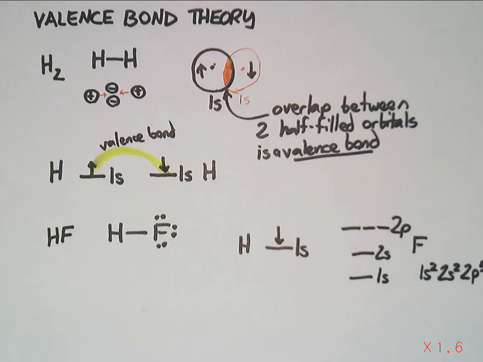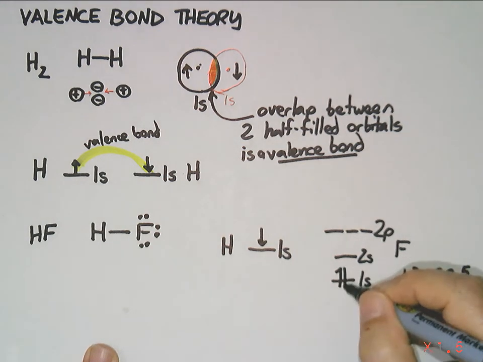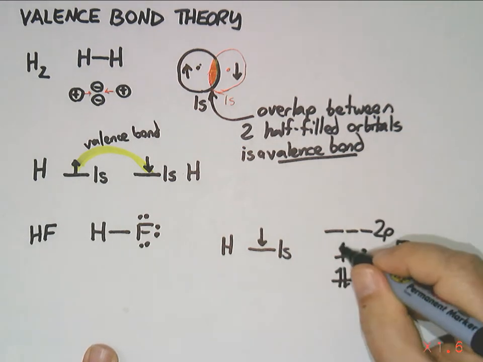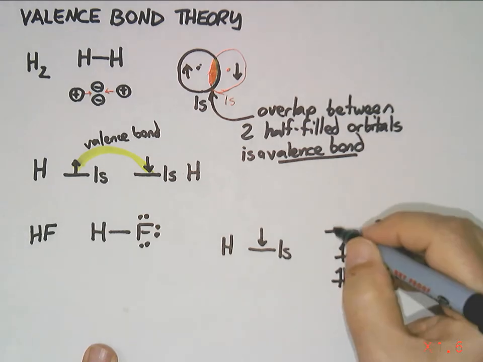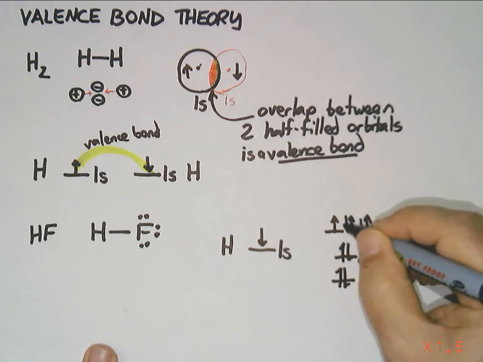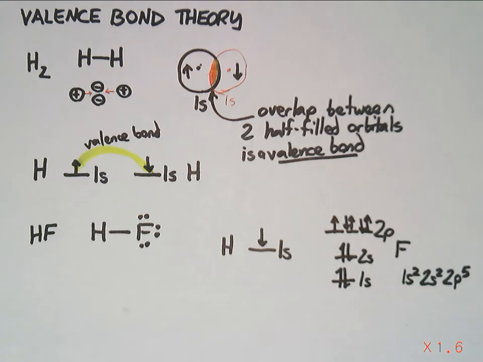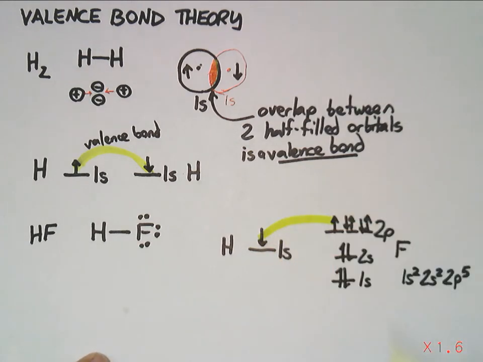Now let's fill it in according to the electron configuration. There's 2 electrons in the 1s. There's 2 electrons in the 2s. So this is just an orbital diagram that I'm doing here. And then there's 5 in the 2p. 1, 2, 3, 4, 5. I put a spin up and a spin down whenever I had to start pairing them up. So now I'm going to overlap the half-filled orbital on the H with the half-filled orbital on the F, and that's the valence bond there that I just drew in.